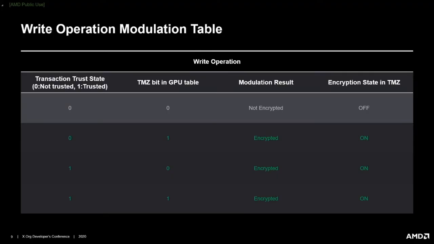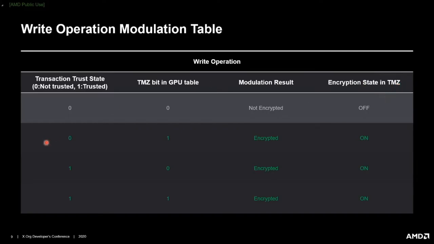Let's move to the write operation modulation table. It describes the secret write operation capabilities. The first column indicates the trusted transaction state, the second is actually the TMZ bit in the GPU page table, the third is the modulation result that marks whether the trusted hardware block is trusted or not, and the last column is the encryption state in TMZ.